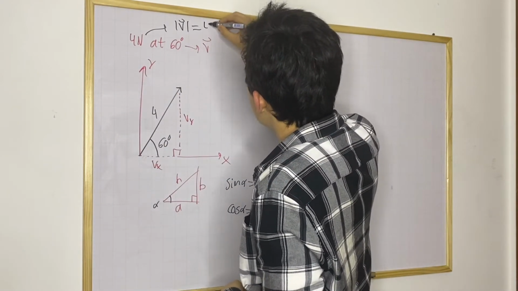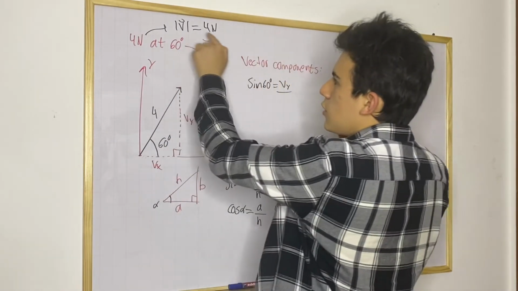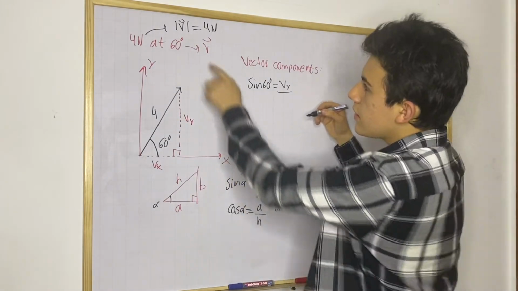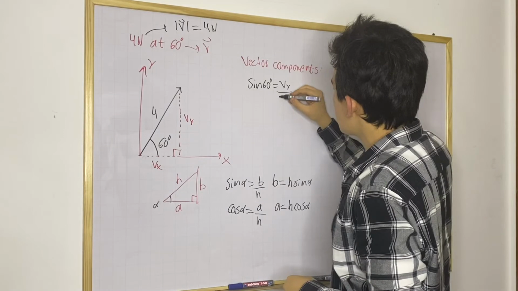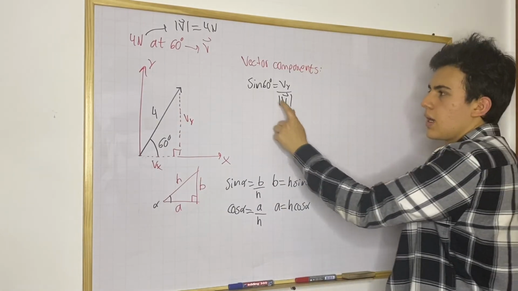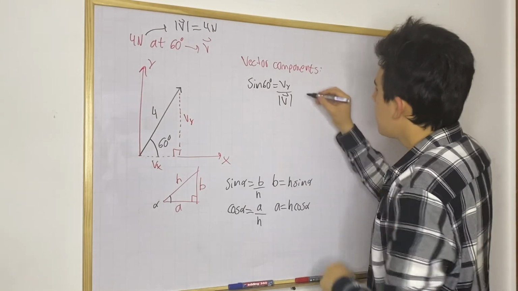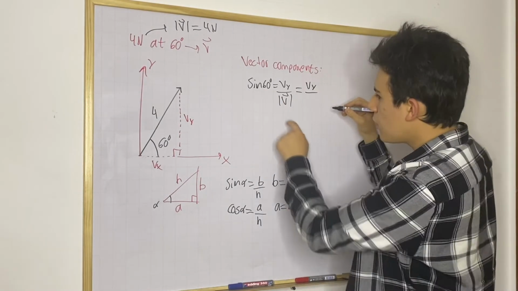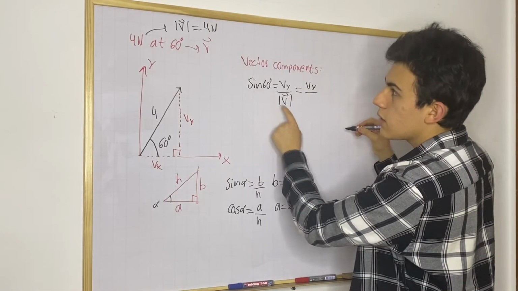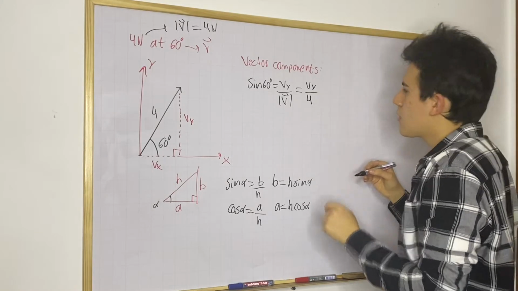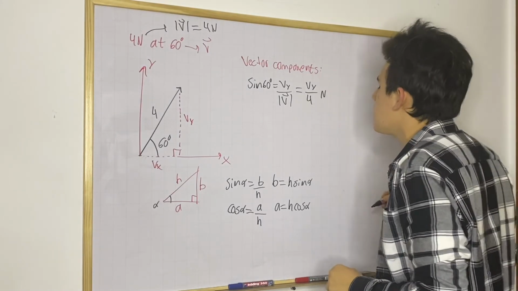This is equal to 4 newtons, okay? This is how you represent the magnitude of a vector. And now, this is the hypotenuse, right? So we can just simply write down here the magnitude of the vector, okay? And this is going to be the angle that we're playing with. And so we're going to have that this is vy over how much is the magnitude of the vector? That's just going to be 4, okay? And this is all newtons, don't forget that. You can write here newtons.